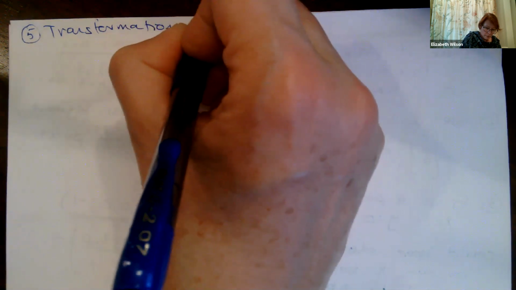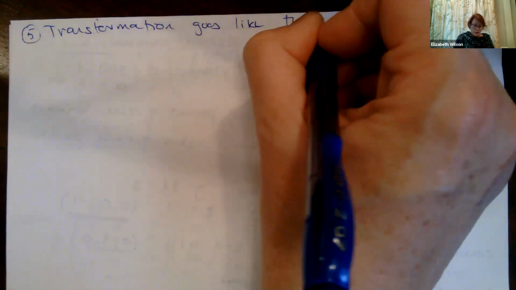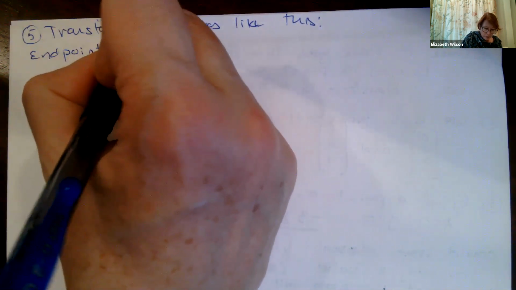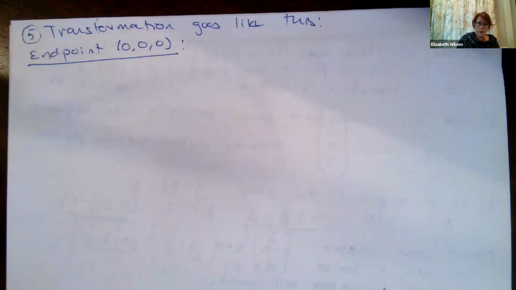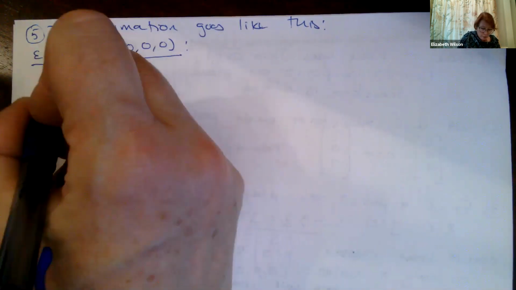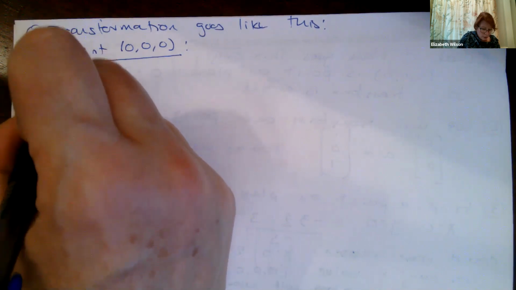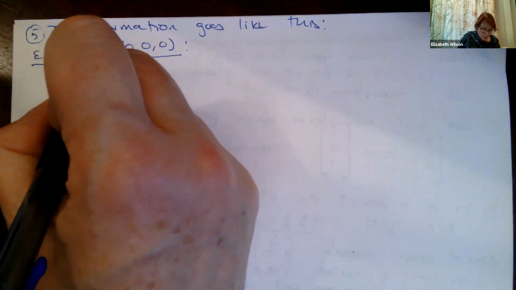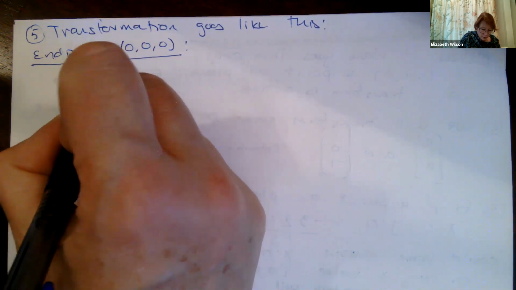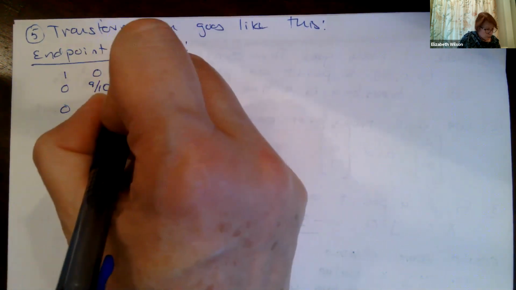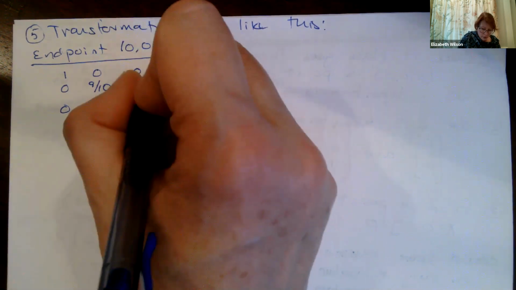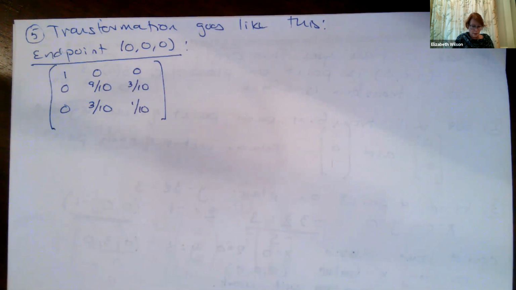All right, so step 5, transformation. Like this, right? I'm going to do it on endpoint 0, 0, 0. Remember, we have to do it on both endpoints. So I'm going to do it on that endpoint first. This is my matrix for projection onto the plane: 1, 0, 0, 0, 9 tenths, 3 tenths, 0, 3 tenths, 1 tenth. This is what we just figured out in the previous step.